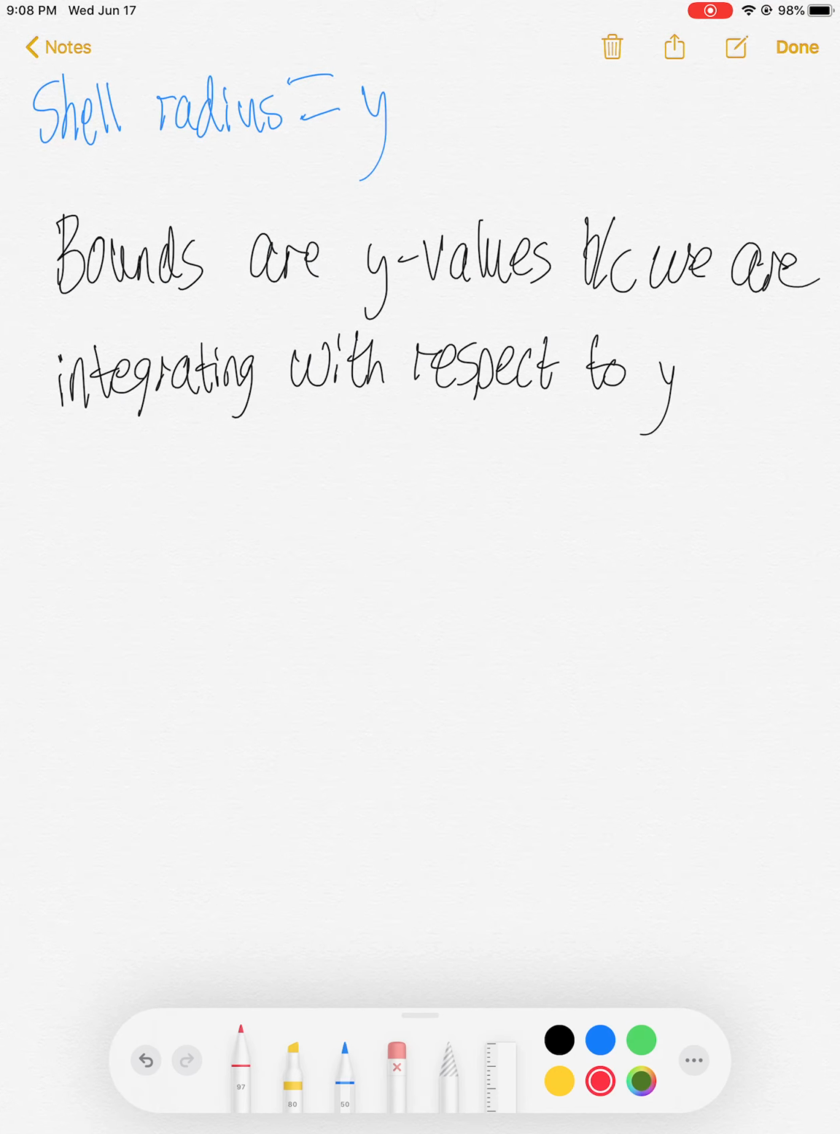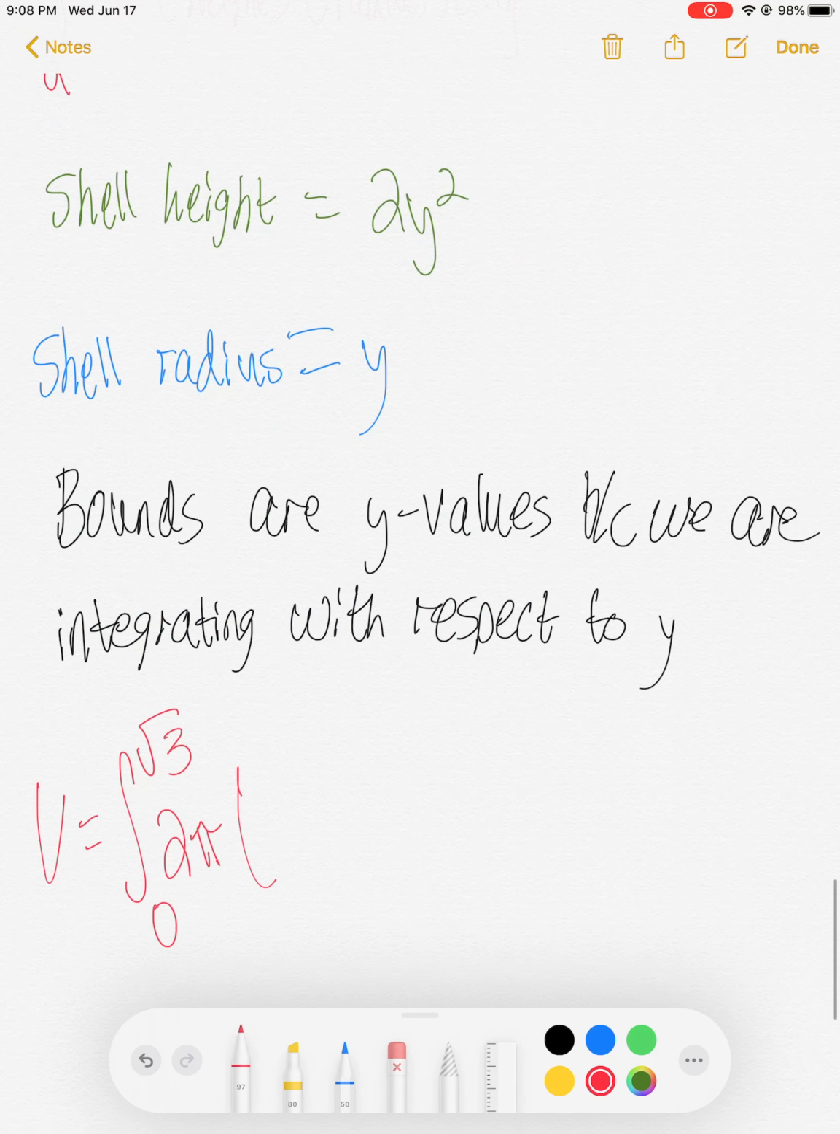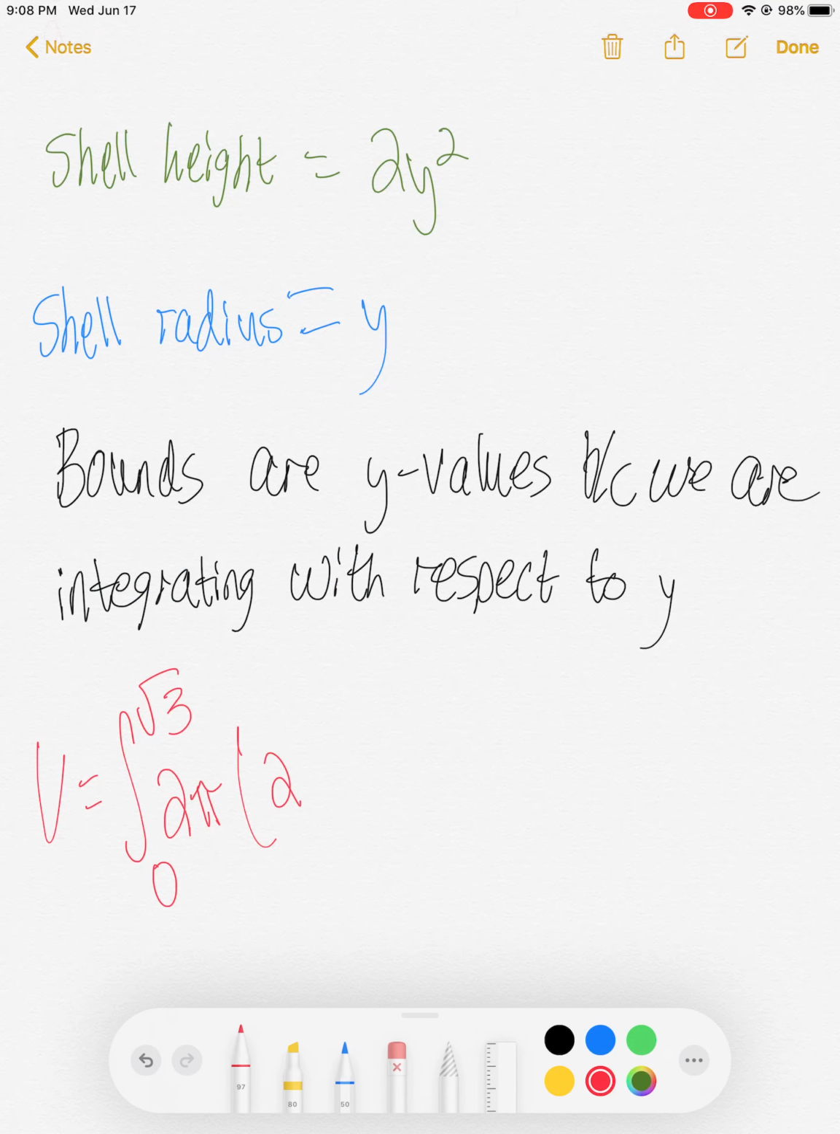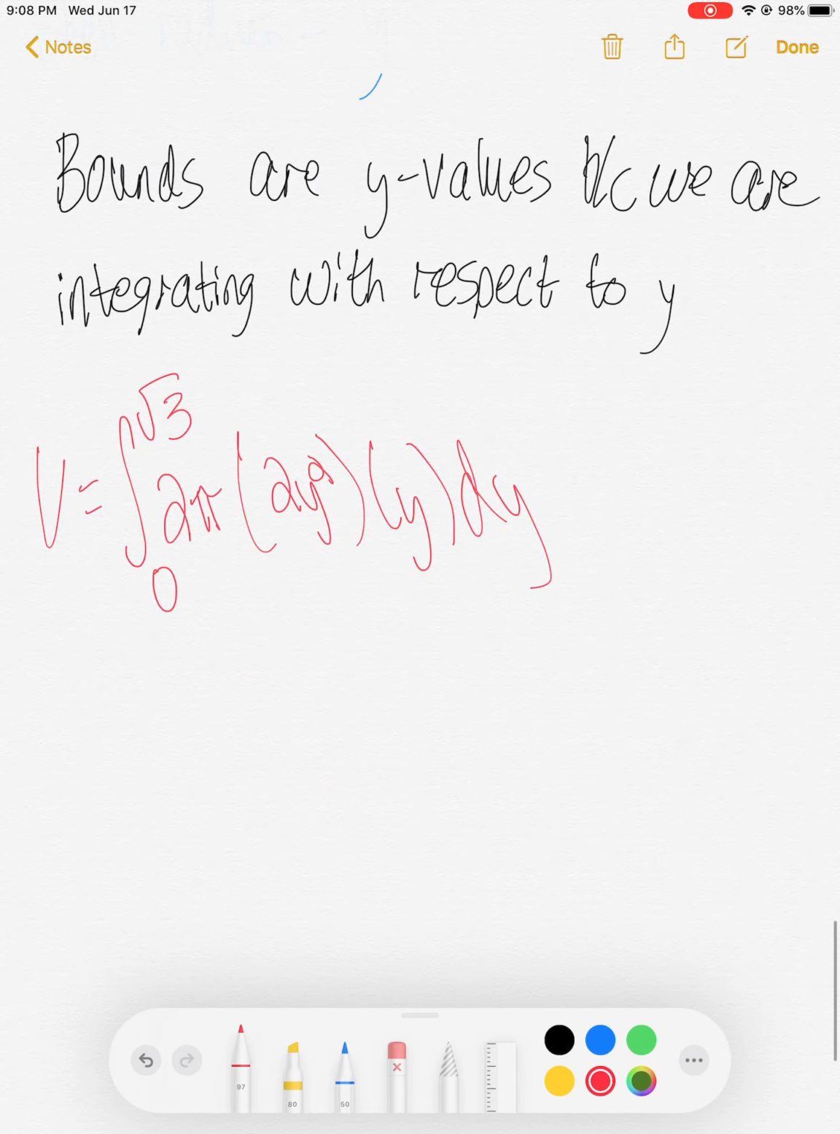So the volume, in this case, will be, we're going to go from 0 to root 3. Once again, we have 2 pi. Okay, our shell height is given by 2y squared. And our shell radius is given by y dy. Once again, from here, this is a fairly straightforward integral.